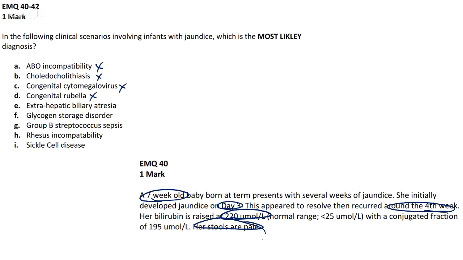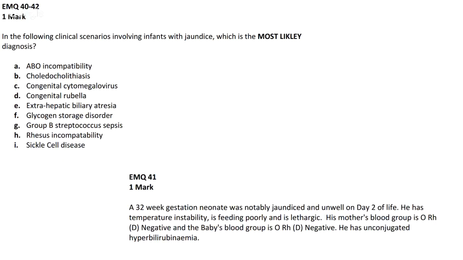Again, same thing. I can't even remember what glycogen storage disease is. Same as CMV. Rhesus incompatibility, same as ABO, sickle cell. So what's left is an obstructive cause of jaundice. Okay. Why would it present at 7 weeks? I can't remember. I don't know.